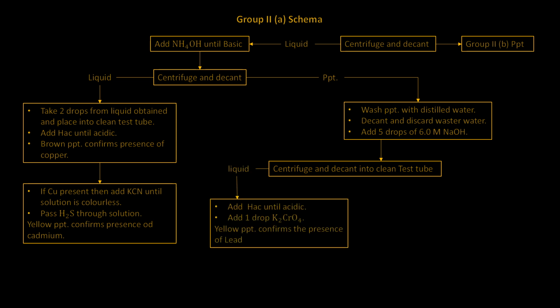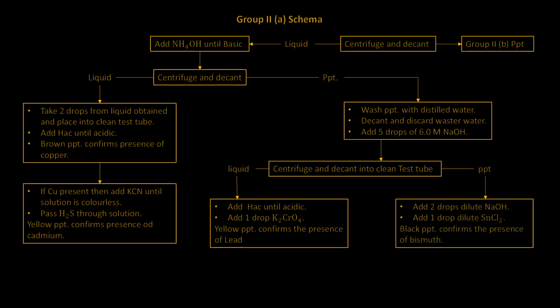To the liquid portion retained, add acetic acid until the solution is just acidic. The pH should be between 5 and 6. Then add a drop or 2 of potassium chromate solution. Now, if a yellow precipitate forms, it indicates the presence of lead.